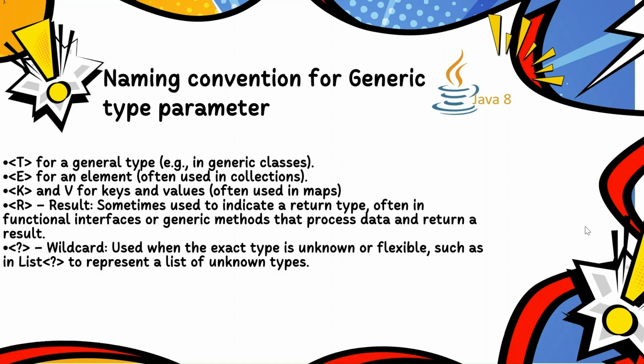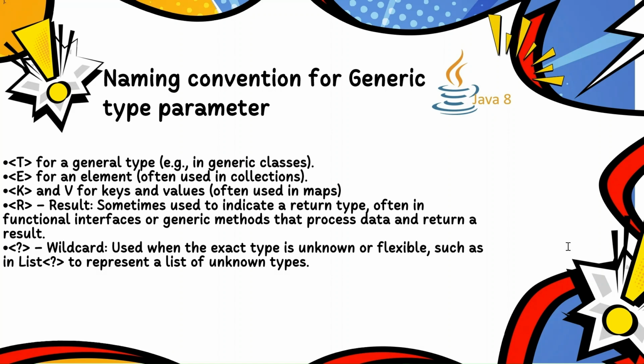Second, E. This stands for element and is typically used in collections to represent individual elements within a collection. Example, List<E> or Set<E>. E indicates that the collection holds a specific type of element.